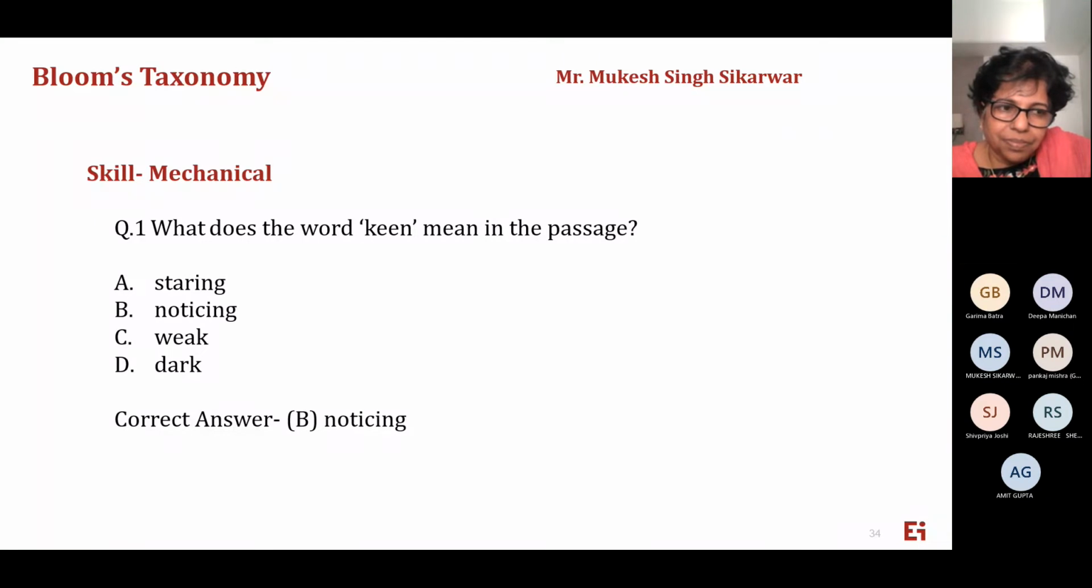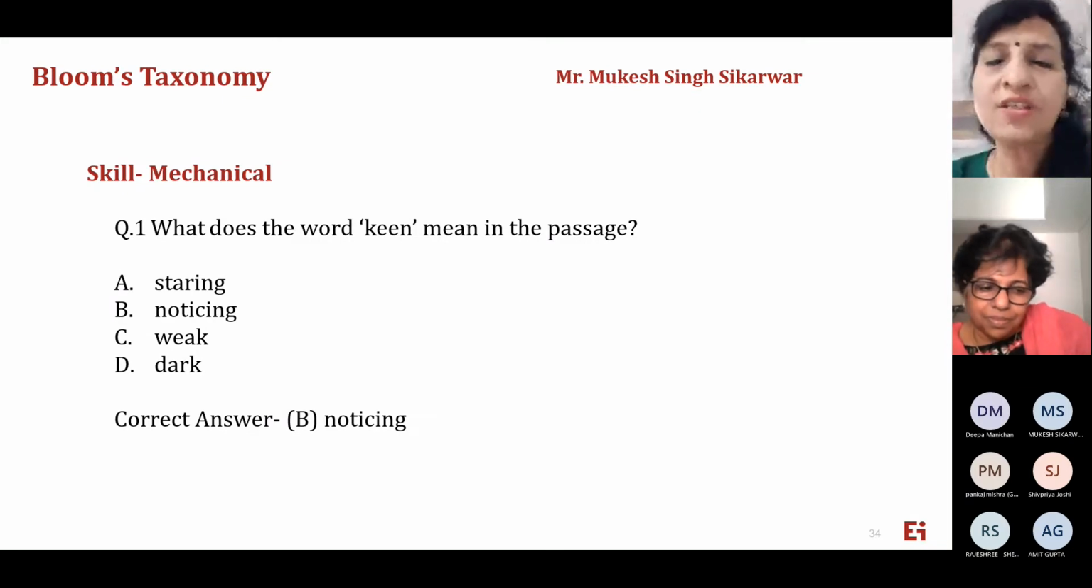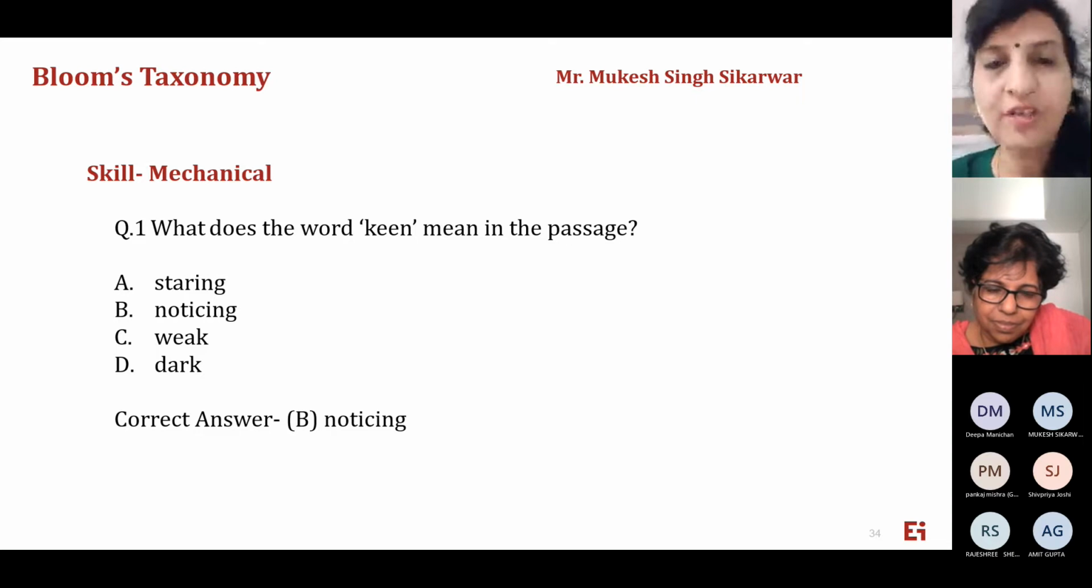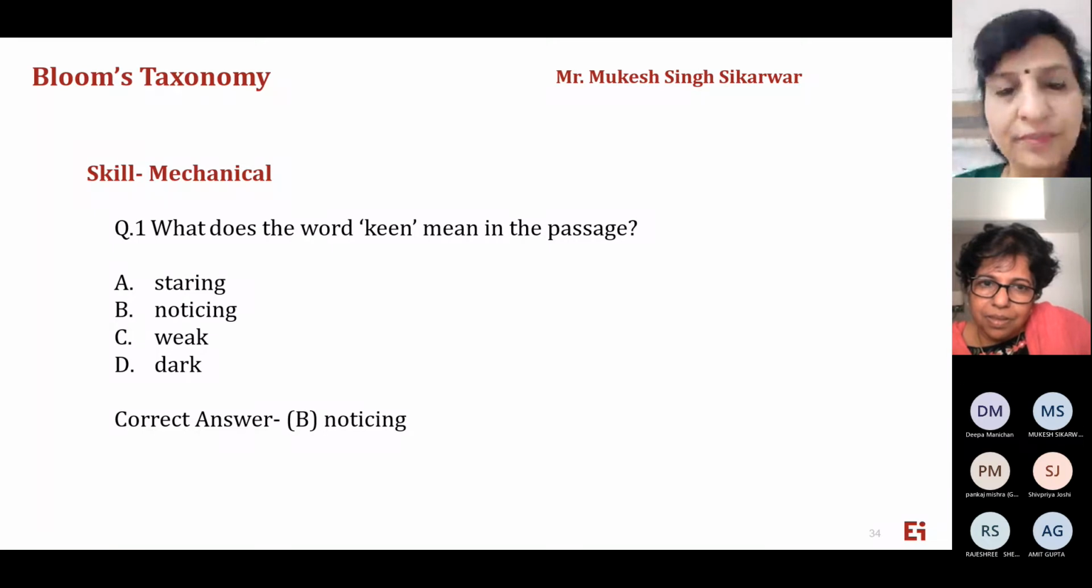Okay, ma'am. According to my view, this question should go under the application category, because here a student needs to analyze how the word is used. First of all, he has to comprehend the passage, how this word is used. Then he has to apply and analyze what the correct form of this word should be. After that I can infer the word meaning, whether it is used as an adjective or as a verb. So I think it should go under the application category.